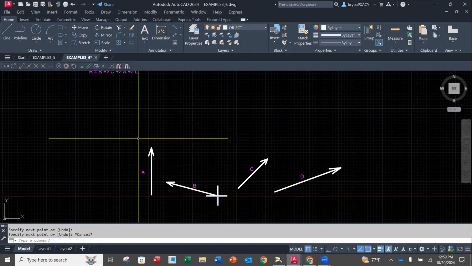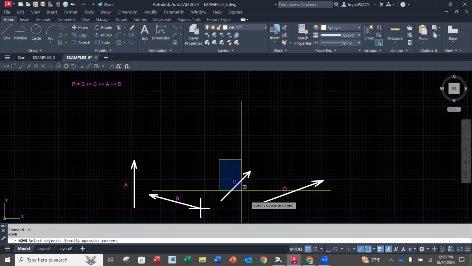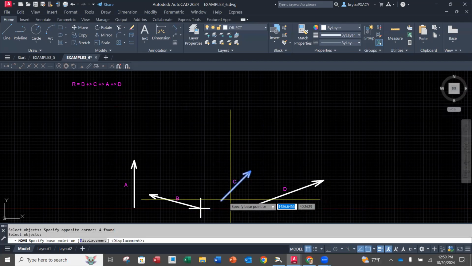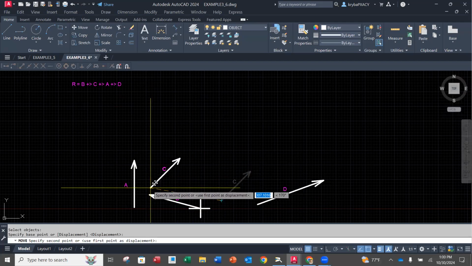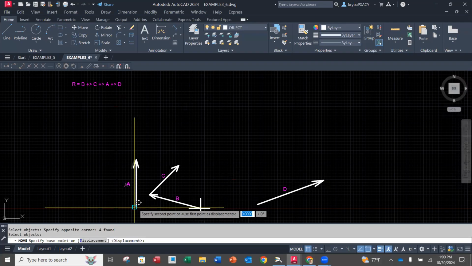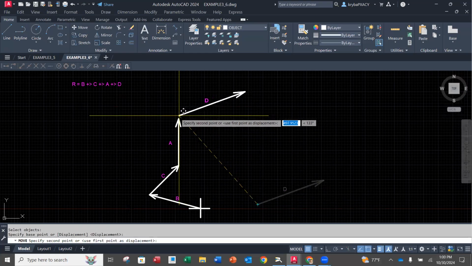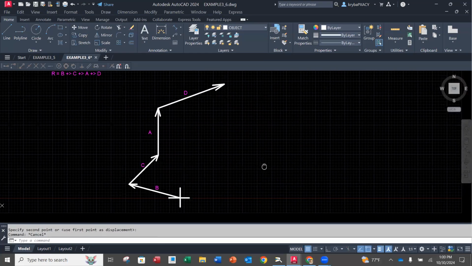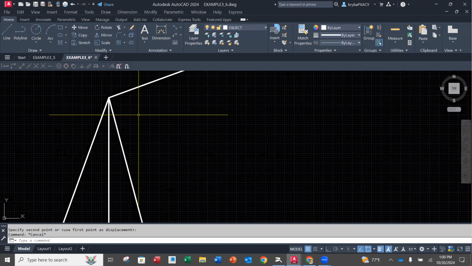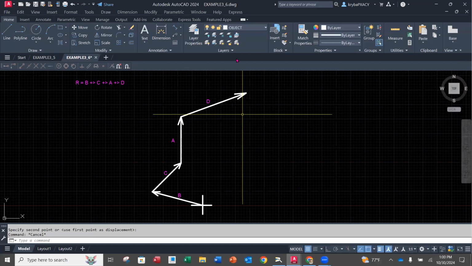Okay. So we're going to be B plus C plus A plus D. So I'm going to move then my C, its tail to the tip of B. Then I'm going to move A, tail to the tip of C. And then I'm going to move D, tail to the tip of A. That's good. Okay, so that means the right-hand side of my equation is all set.